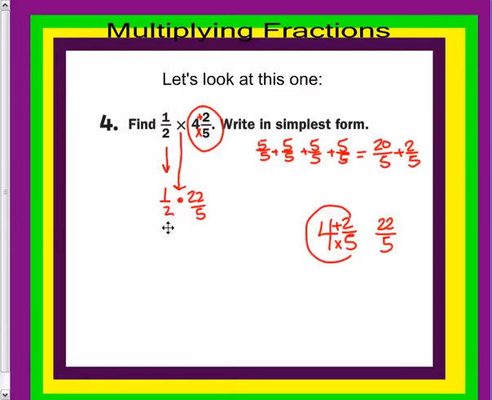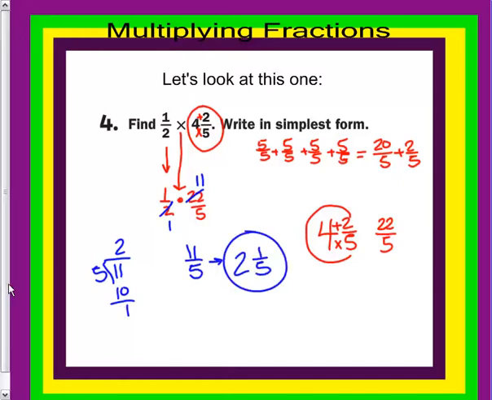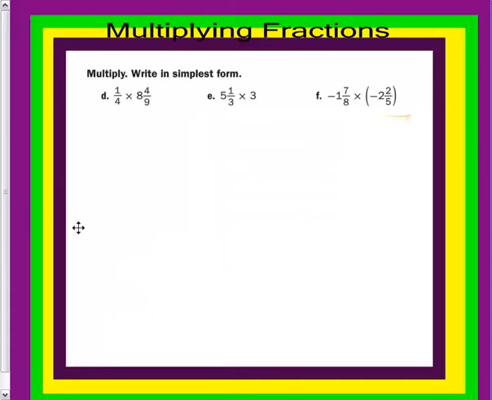If I look here, 2 and 22 share a 2 in common. So I'm left with 11 fifths, which we can change into a mixed number. Remember, 11 divided by 5. 5 goes into 11 twice with 1 left over. So 2 and 1 fifth. All right, go ahead and let's try these. And then when you're finished, unpause the video.